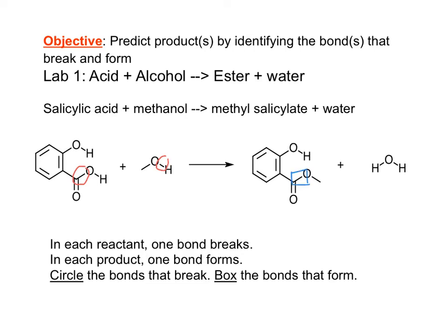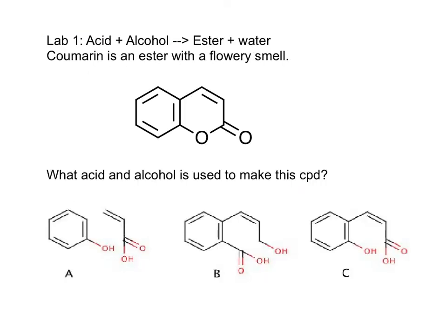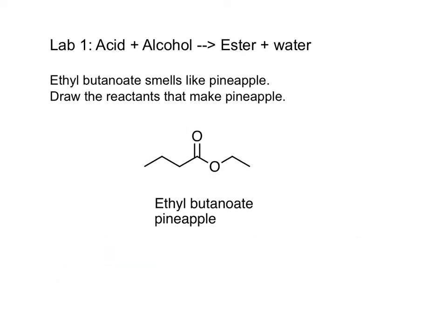And the answers are: this ester is coumarin. It has a flowery smell. Stop the video and identify the acid and alcohol that are used to make this compound. And the answer is: note that these bonds break in the acid and alcohol, and this bond forms to make the ester. Pineapple is this ester.